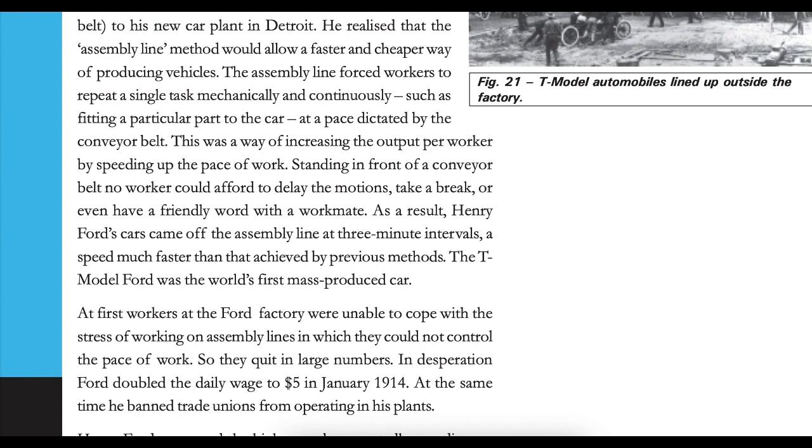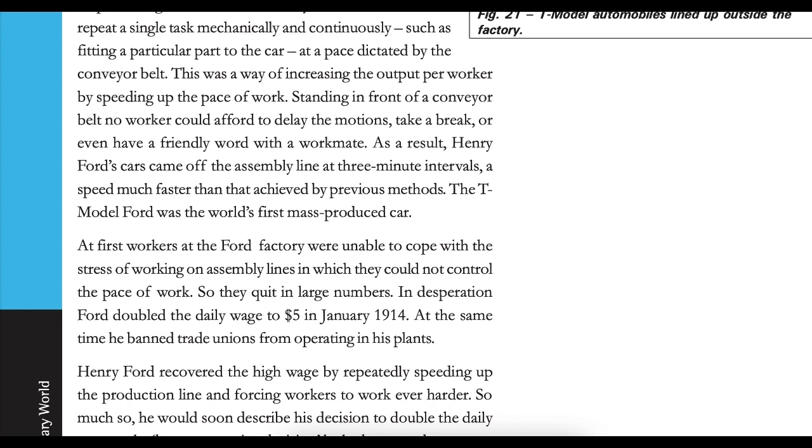The assembly line forced workers to repeat a single task mechanically and continuously, such as fitting a particular part to the car, at a pace dictated by the conveyor belt. This was a way of increasing the output per worker by speeding up the pace of work. Standing in front of a conveyor belt, no worker could afford to delay the motions, take a break, or even have a few words with a workmate. As a result, Henry Ford's car came off the assembly line at 3-minute intervals, a speed much faster than that achieved by previous methods. The Model T Ford was the world's first mass-produced car.